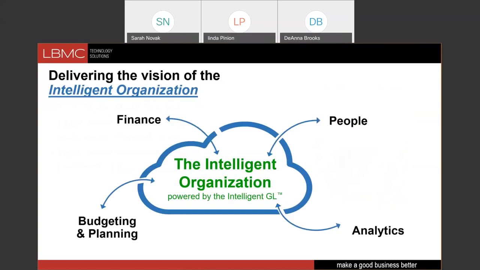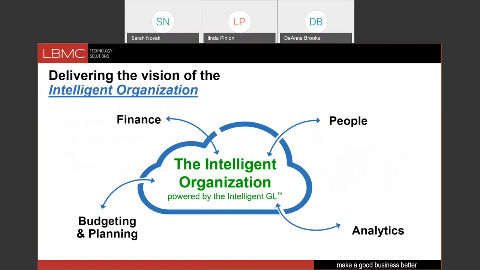So as I mentioned, we're really talking about the vision of an intelligent organization. And when you think about the intelligent organization, realize that it's being powered by this intelligent GL, this general ledger, that is now using AI and machine learning to look at what's happening on a frequent, repeatable basis, to help make sure that we are alerting you and looking at the patterns of data that are occurring, so that we're being proactive in alerting you to things that maybe don't look quite right. We'll talk a little bit more about that as we move along.